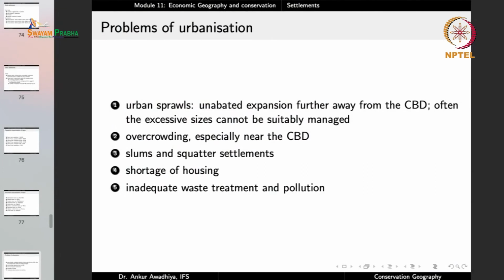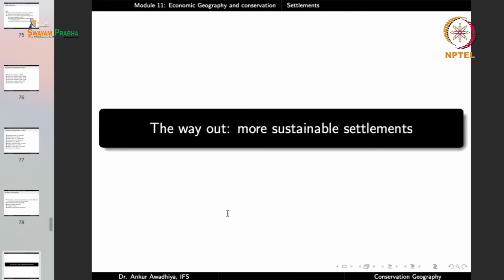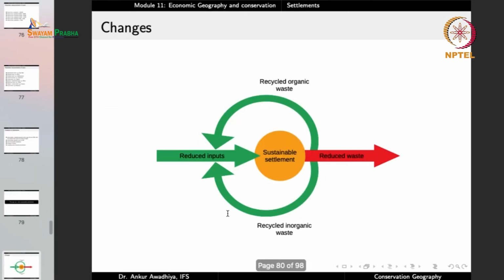We have the issue of overcrowding, especially near the central business district. There are issues of slums and squatter settlements where people are forced to live in areas where they do not have sufficient amenities for a decent life. There is a shortage of housing that is again fueling the slums and squatter settlements, and we have inadequate waste treatment and pollution.